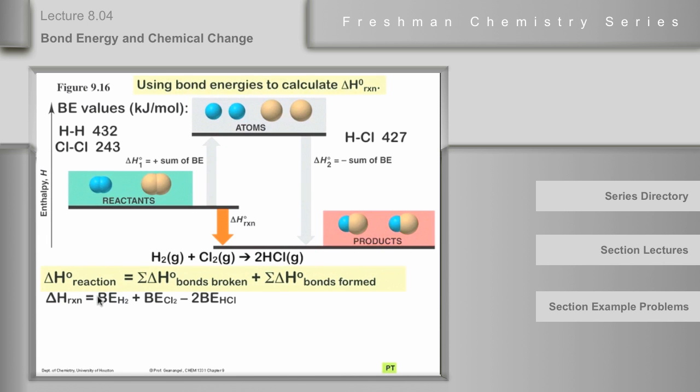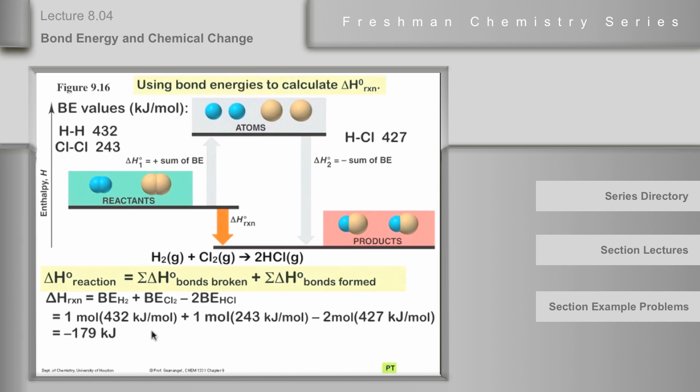The bond energies are in kilojoules per mole, and we'll multiply that by the number of moles in order to get kilojoules, because delta H reaction is not, I repeat, not in kilojoules per mole. It's kilojoules. Okay, we plug in the numbers. 1 mole of H2 times 432 kilojoules per mole, plus 1 mole of Cl2 is 243 kilojoules per mole, minus 2 moles of HCl at 427. And this is almost 180 kilojoules per mole. Certainly enough to pop the cork out of the cannon.